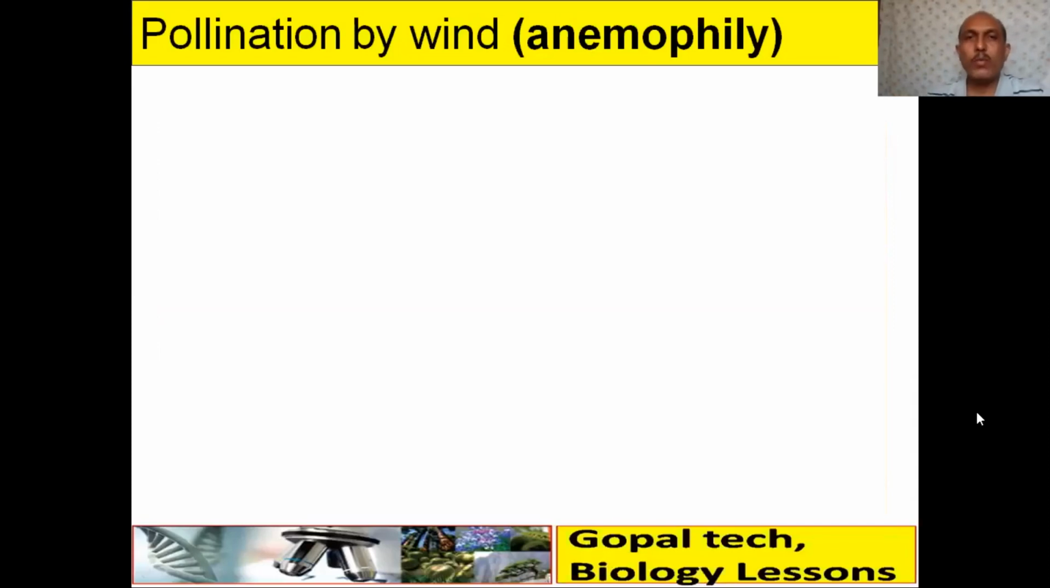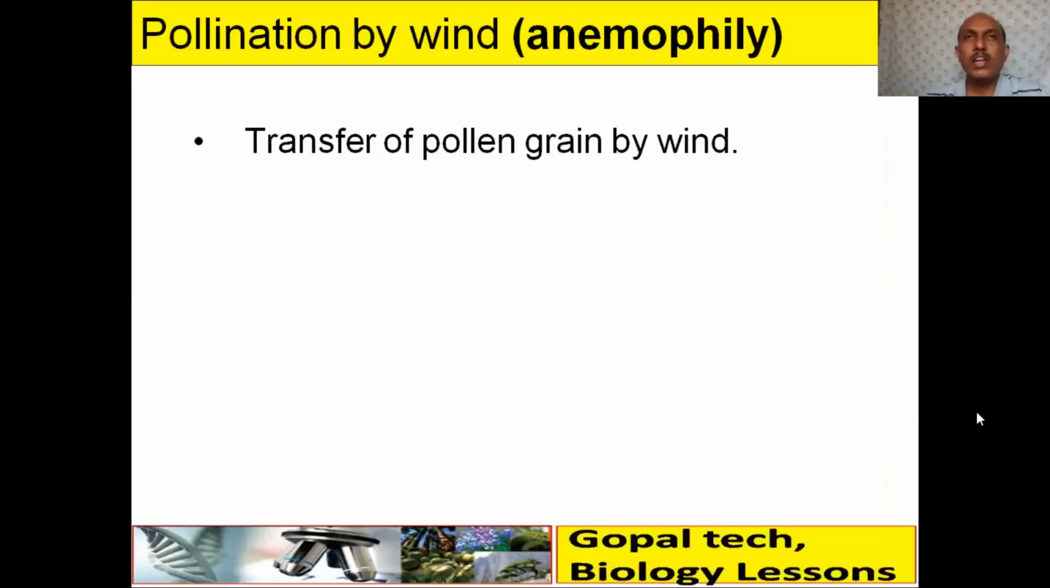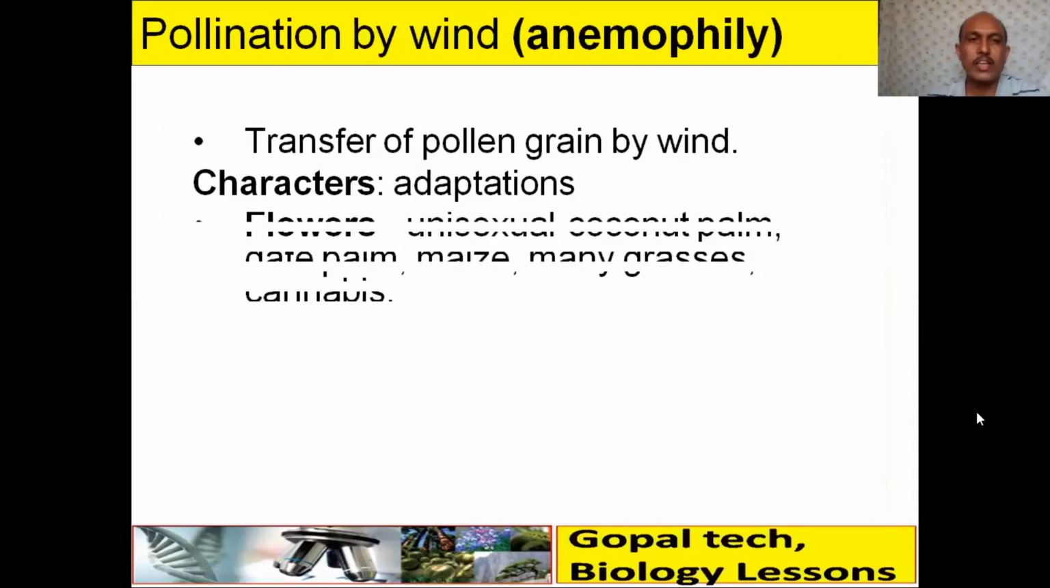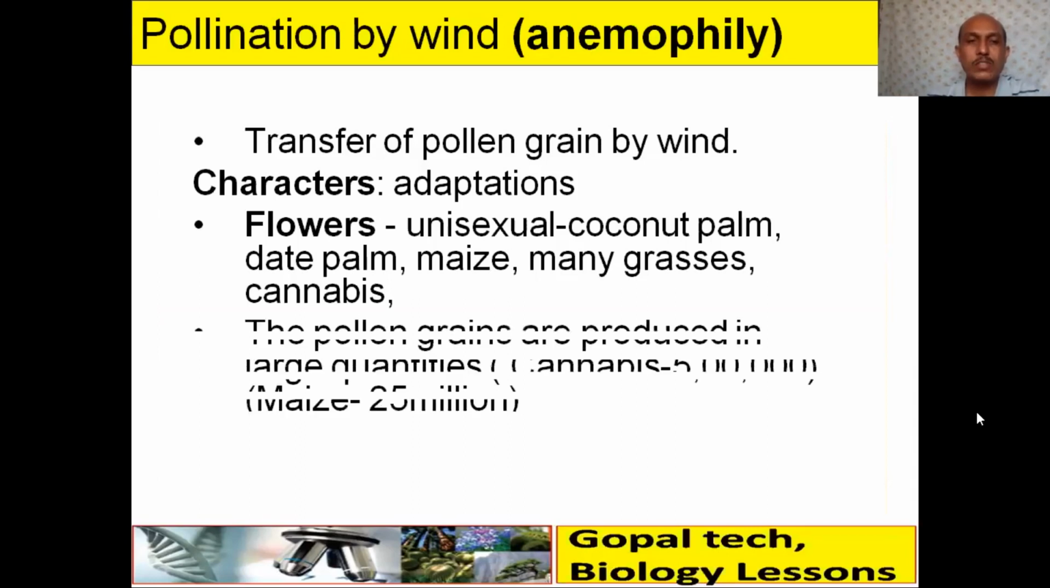Now pollination by wind is also called anemophily. Transfer of pollen grain by wind from one flower to another flower. What are the characteristic adaptations? Questions will come. Flowers are generally unisexual. Best examples: coconut palm, date palm, maize, many grasses or cannabis.